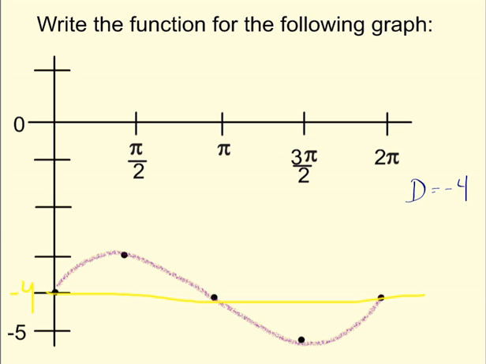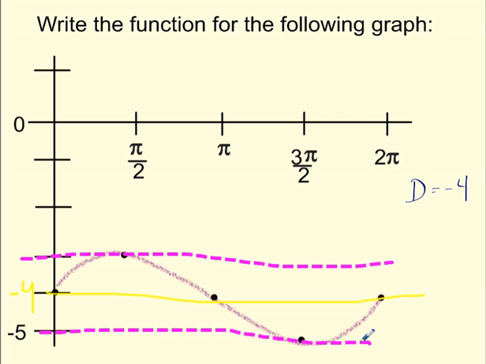Our next step is to identify the maximum and the minimum. Our maximum is here. Our minimum is here. The distance between the maximum and the midline is a, and the distance between the midline and the minimum is also a. In this case, that distance was 1, so a equals 1. Our next step is to identify whether this is sine or cosine. If it starts at the midline, it is sine. In this case, we started at the midline, so we know that this is a sine function.